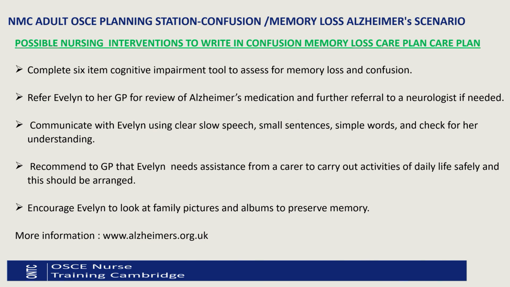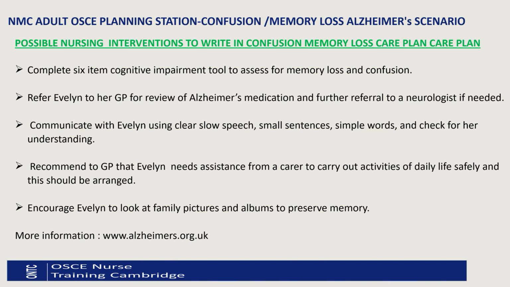But what are the specific points to write in this care plan? The first one I will talk about may not be the first intervention to write in your care plan, but it is the first relevant nursing intervention specific to this care plan: complete the 6-item cognitive impairment tool to assess for memory loss and confusion. You may have already completed it, but you will still document in patient notes that you completed it, or you will complete it if you haven't yet.